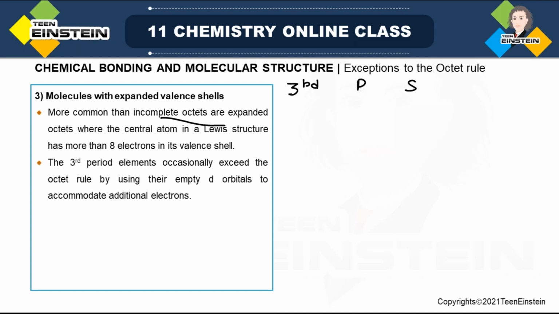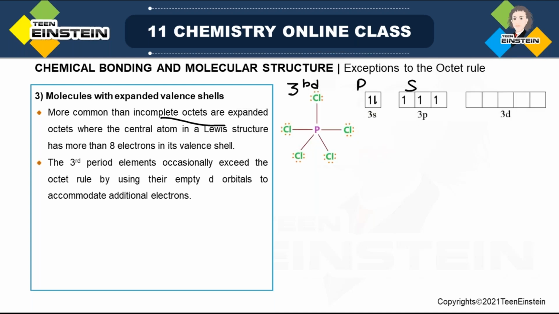They occasionally exceed the octet rule. It is not mandatory that every third row element will expand its valence in all its molecules. No, that is not necessary, but occasionally, in some molecules where it is needed, they use their empty d orbitals to accommodate additional electrons. So first we have taken phosphorus, and what molecule have we taken? It is PCl5. So PCl5 is such an example.